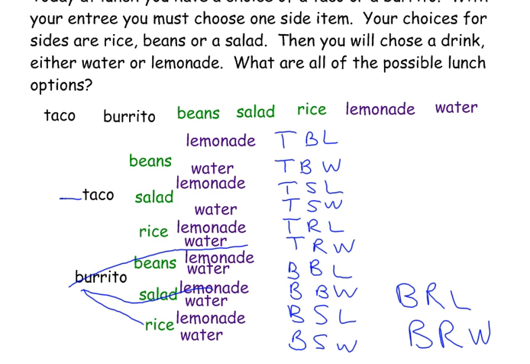So now we know how many options there are. 1, 2, 3, 4, 5, 6, 7, 8, 9, 10, 11, 12. We know there are 12 options, but we also know what all of them are. Making a tree diagram is helpful, especially when you want to know what the possible outcomes are.